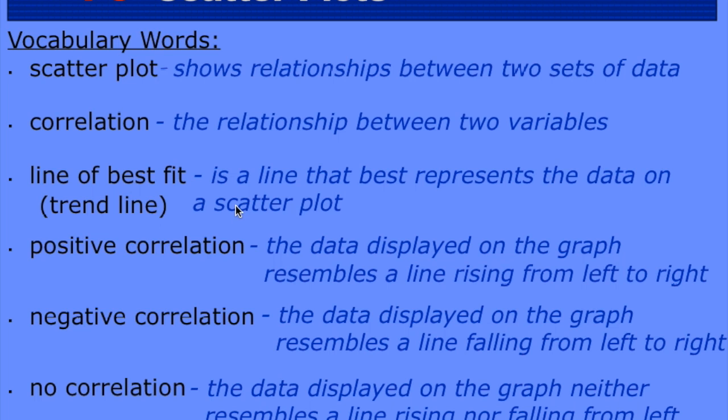Line of best fit is a line that best represents the data on the scatter plot. Positive correlation is when the data displayed on the graph resembles a line rising from left to right. A negative correlation is when the line of best fit goes downwards, and the data displayed on a graph resembles a line falling from left to right. And no correlation is when the data displayed on the graph neither resembles a line rising nor falling from left to right. So those are some vocab words that you should have some good idea of, because those words will be tossed around throughout this unit.